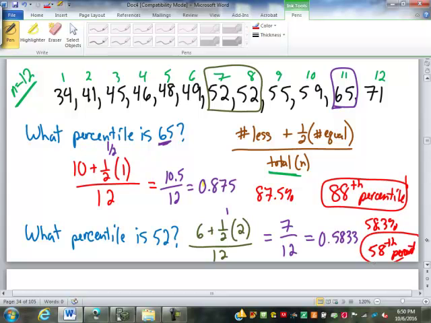So that one we did round down because we're just rounding to the nearest whole percent. We're not finding a position. When we're talking about position, we always round up. But when we're looking for percents, we round normally. So that is the 58th percentile.